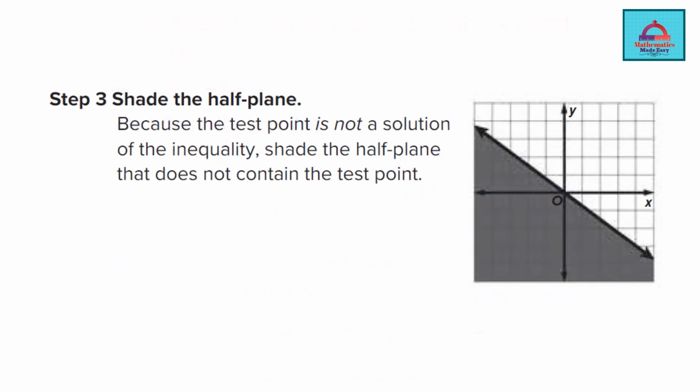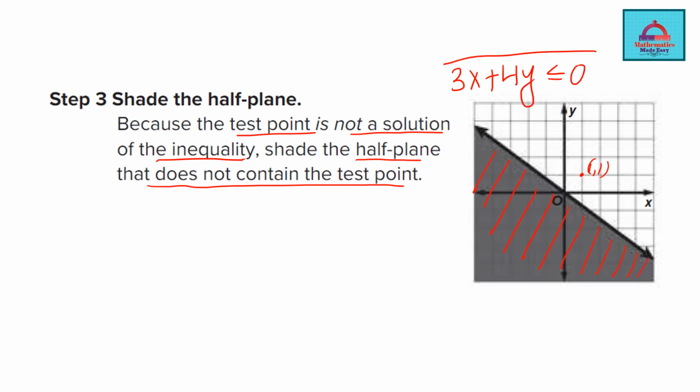That means when you graph the area, this is how the graph of the line looks. You shade the region which does not contain the point 1 comma 1. So this is 1 comma 1. You shade the other region. So this is going to be the answer of this problem. Because the test point is not a solution of the inequality, we shade the half plane that does not contain the test point. So we shade this area, and this is how the graph of 3x plus 4y less than or equal to 0 looks. And this is an example where the test point 0 comma 0 fails, so we do not take it.